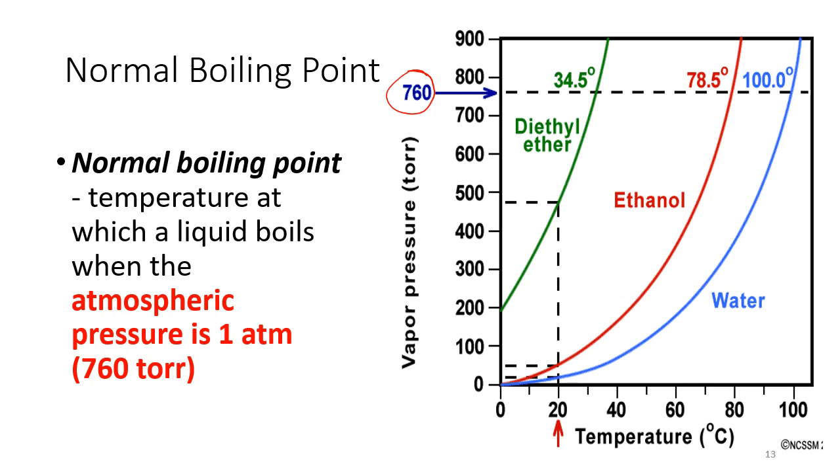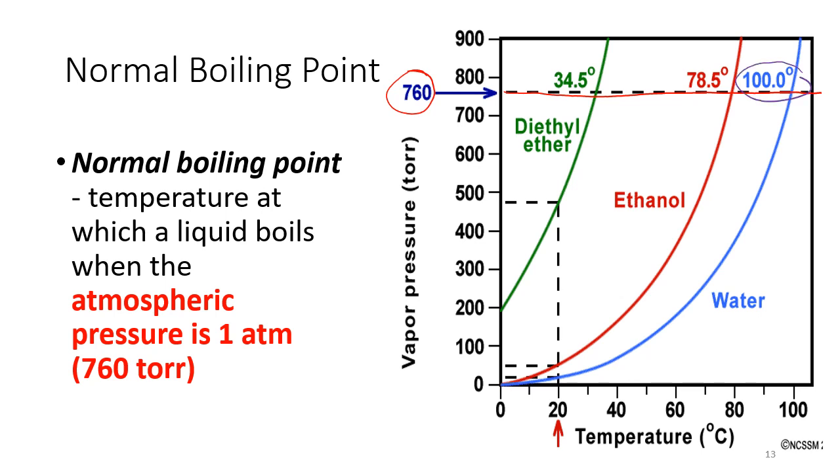The following graph shows as the temperature goes up, the vapor pressure of water, ethanol, and diethyl ether will increase until they reach their boiling point. The normal boiling point would be the temperature at which it's boiling at 760 torr. We can also use boiling point data to assess the strength of the intermolecular forces.